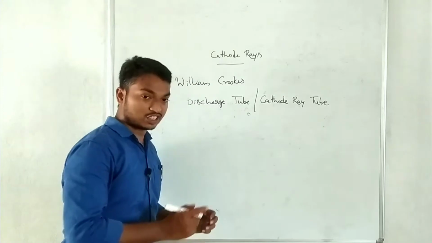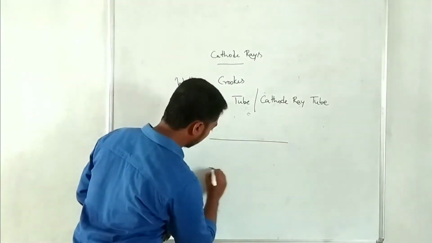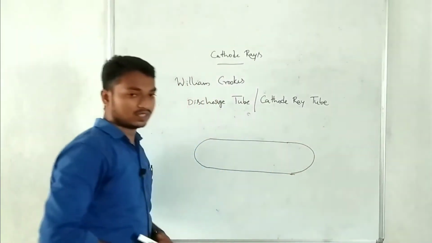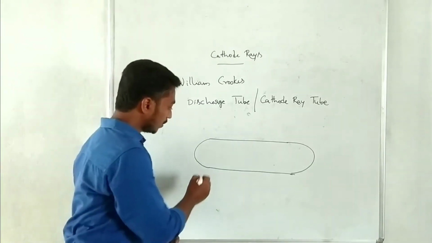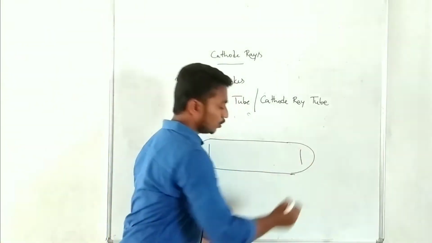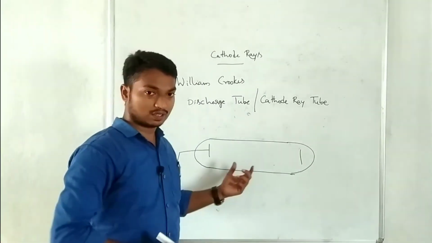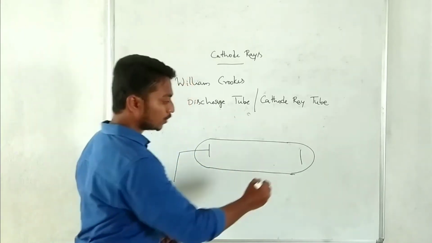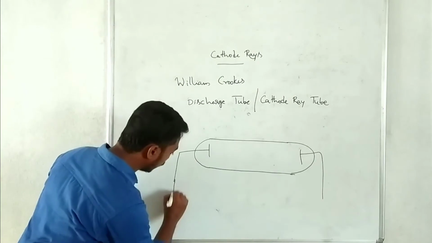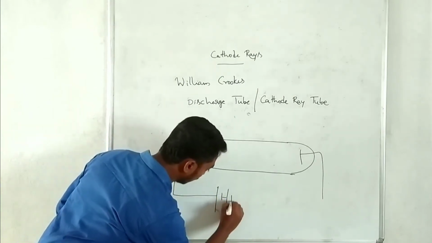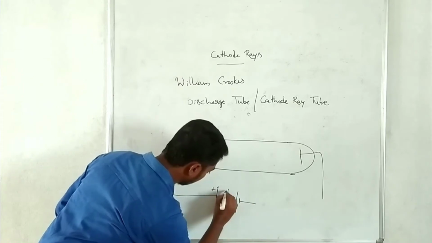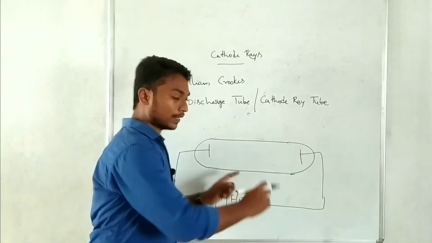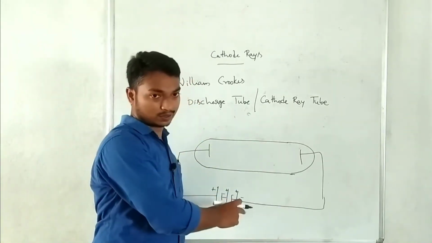Let's see. The discharge tube is a very long glass tube. In this discharge tube, two sides were placed with two metal plates. These metal plates were attached to a high voltage source.